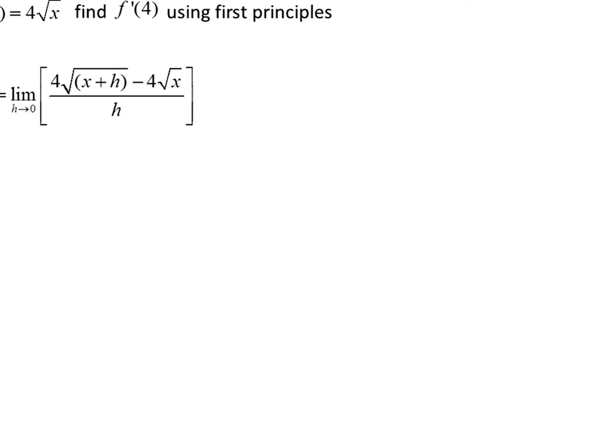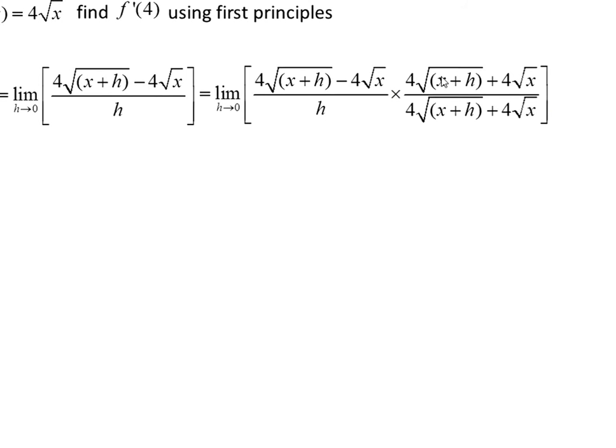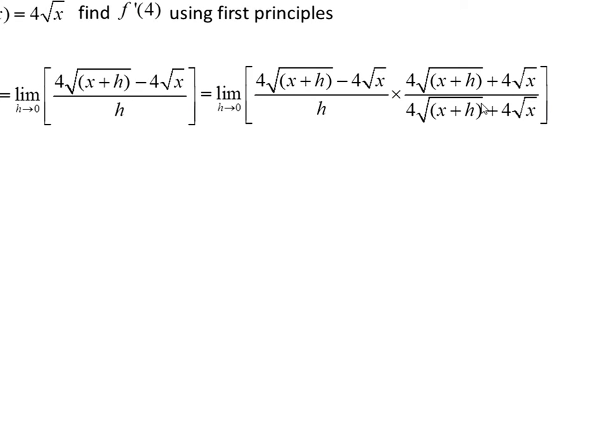Now in this case we need to multiply the top line by its difference of perfect squares conjugate. So we have the difference of two terms, we need to multiply it by the sum of those same two terms. Now in order to not change the value, we need to make sure that that's being multiplied by 1, which is the difference of perfect squares conjugate divided by itself, because anything divided by itself is 1.